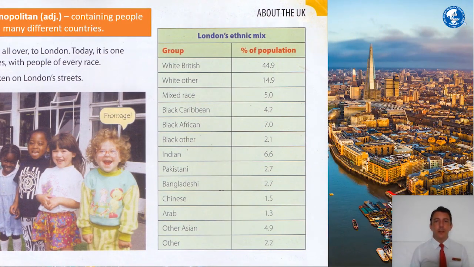In this box, we can see London's ethnic mix. So most people are white British, or white people from other countries. We have mixed race people. We have black Caribbean people. The Caribbean, a lot of it was once part of the British Empire, so many people came from there. We have black Africans, other black people, Indians, Pakistanis, Bangladeshis, also Asians from China, Arab people, and other Asians, such as the Vietnamese.